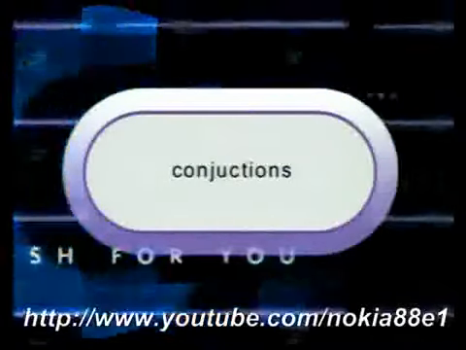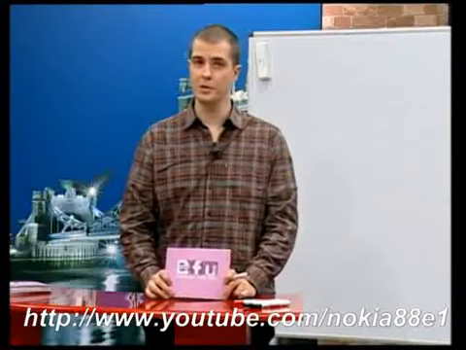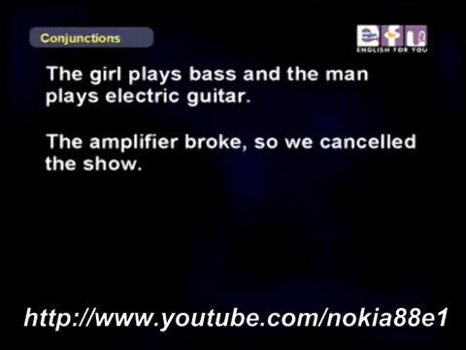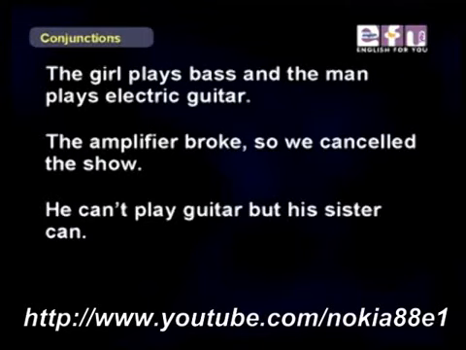Conjunctions. Okay, now let's review conjunctions. The girl plays bass and the man plays electric guitar. The second sentence, the amplifier broke, so we cancelled the show. Third sentence, he can't play guitar, but his sister can.